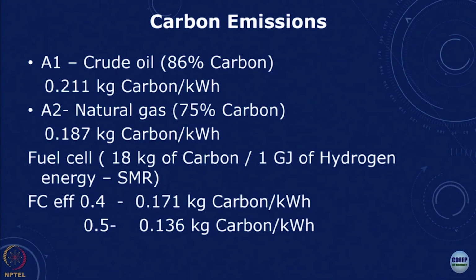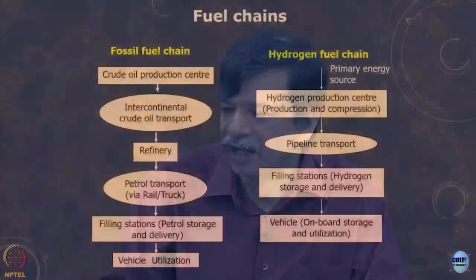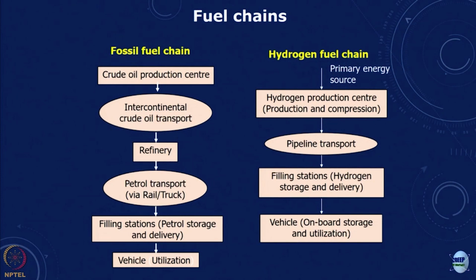can see that in the case of an efficiency of 0.5, we are now getting 0.136 kg of carbon per kilowatt hour as compared to 0.187 or 0.211 kgs of carbon for crude oil or natural gas. So there is an incentive to go for fuel cell hydrogen from a CO2 point of view. And of course, if we get the hydrogen from renewable sources or from biomass, that would be an even better incentive. So this is in terms of the distributed generation option.